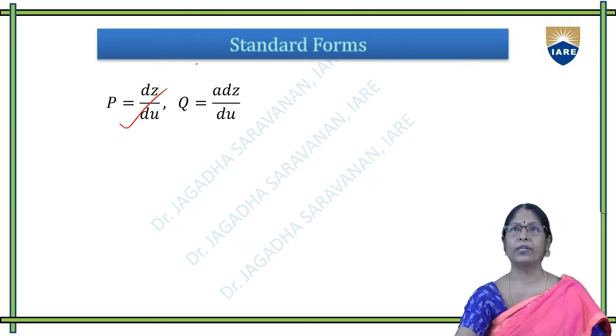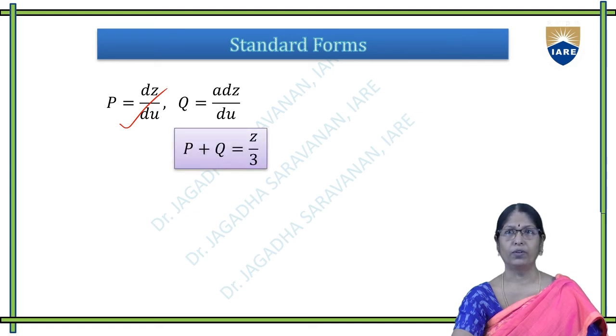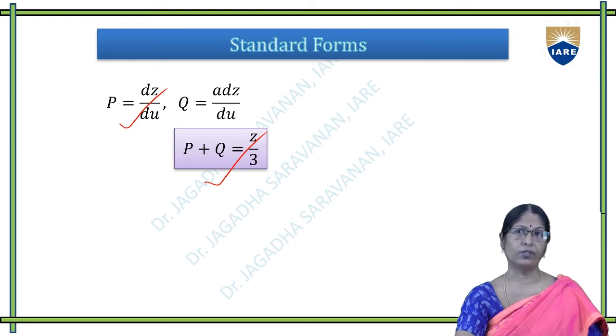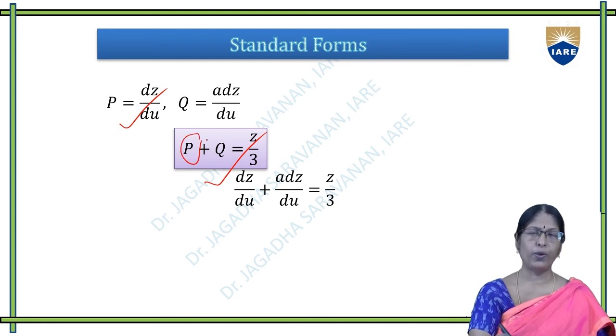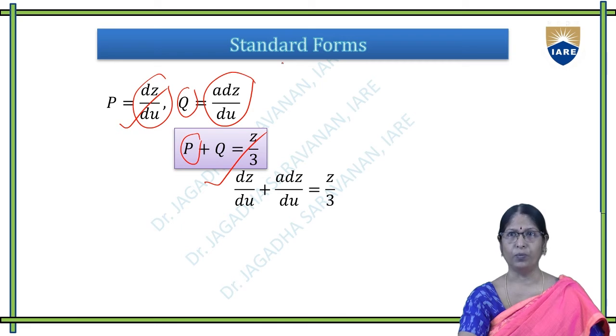So here the capital P, we assumed it, dz by du, capital Q, a dz by du. This we obtained the result, that is the given standard form 5 reduced to standard form 2, that is capital P plus capital Q, which is equal to z by 3. So now the capital P, which is replaced by dz by du, and capital Q, which is replaced by a dz by du, which is equal to z by 3.